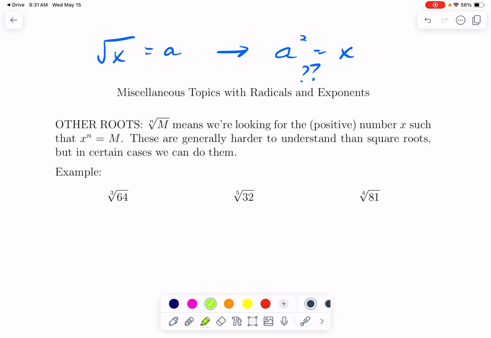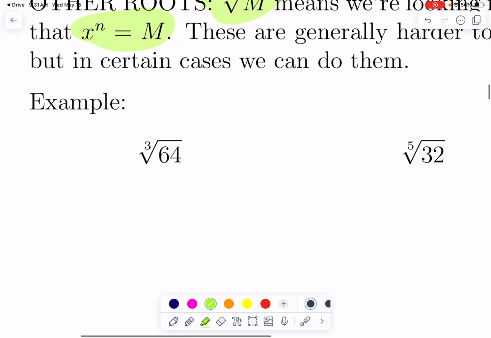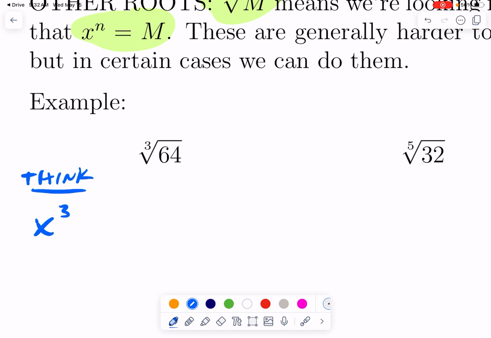So if we have another root, the nth root, so it could be third root, fourth root, etc., we're just raising some positive number to a different power to get something. Sometimes it can be negative, but we'll assume we're dealing only with positives. So as an example, the cube root of 64, right? The meaning of this is I'm thinking to myself, what is the number where if I raise it to the third power, I get 64?